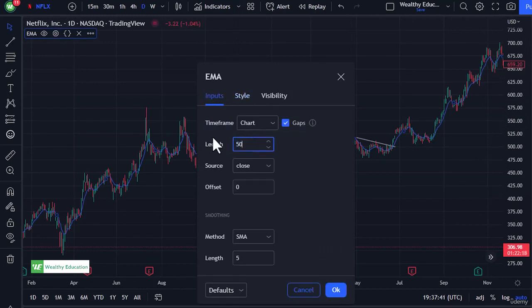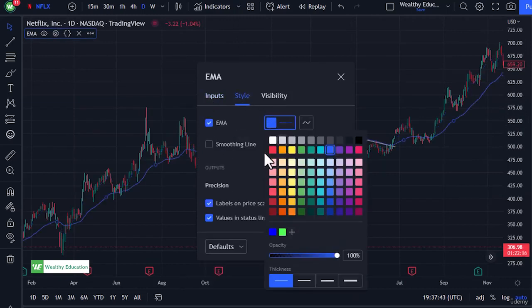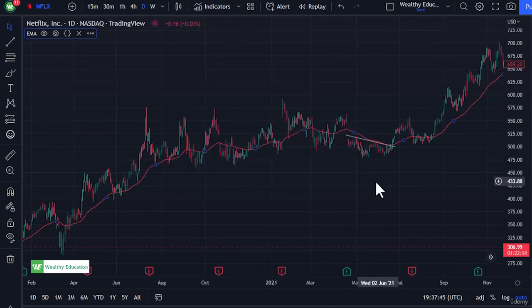Go ahead and put the 50-day EMA on. And you can see we broke just above it. Let's look at volume.